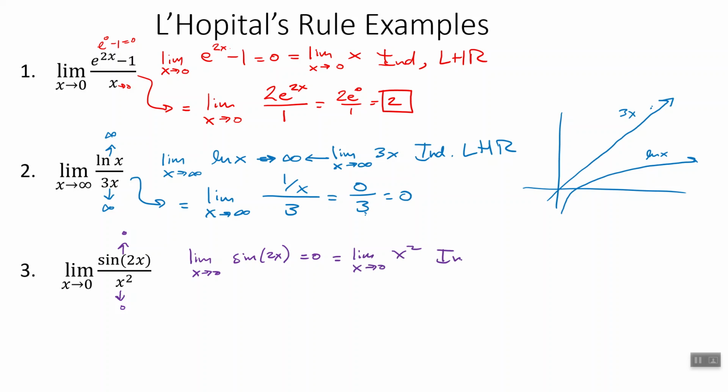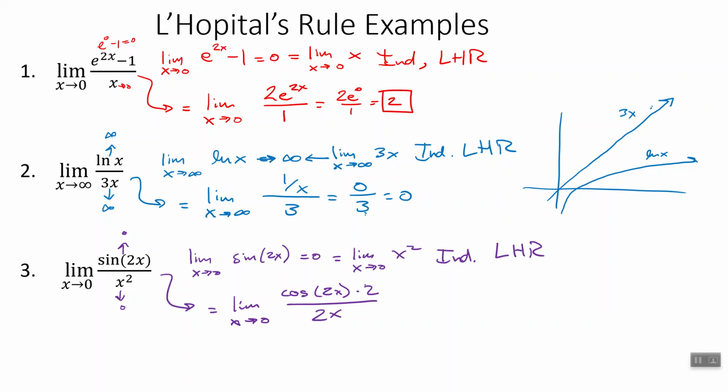So now we want to state that it is indeterminate. We want to state that we're using L'Hopital's rule. And then we want to state that this equals the limit as x goes to 0 of the derivative of the top. Derivative of sine is cosine of 2x times 2, over the derivative of the bottom, which is 2x.